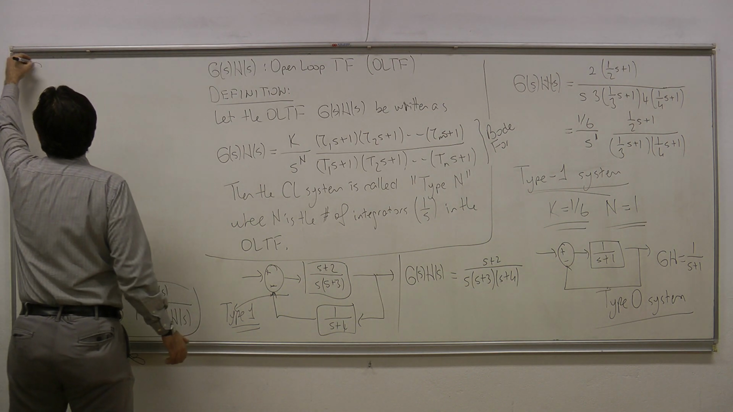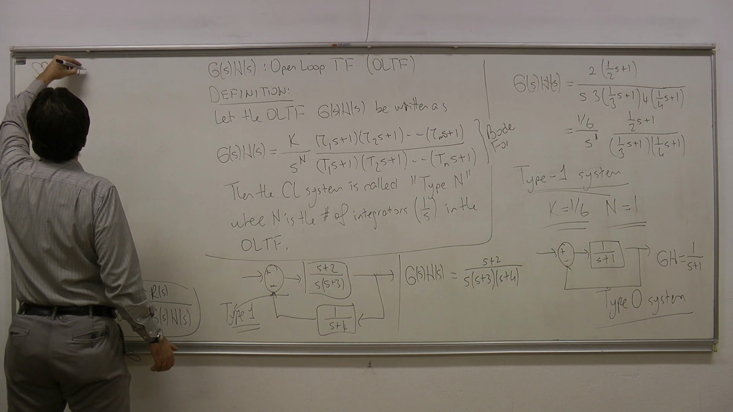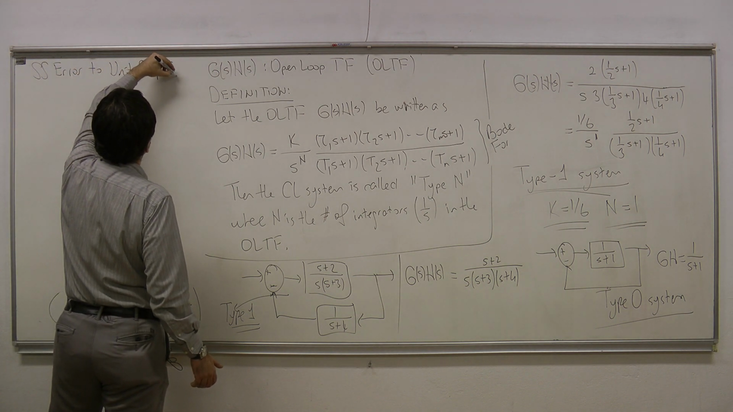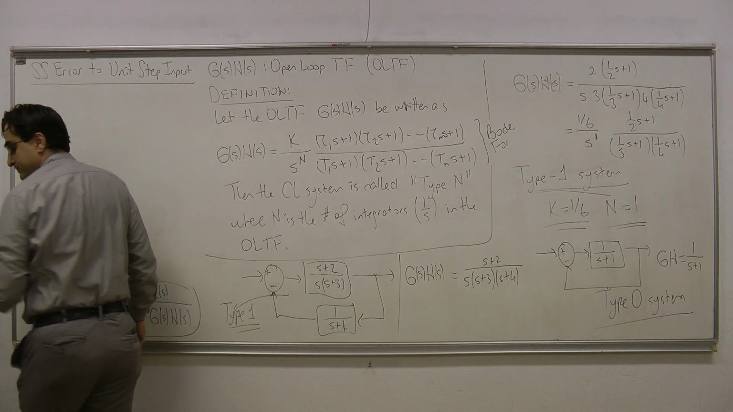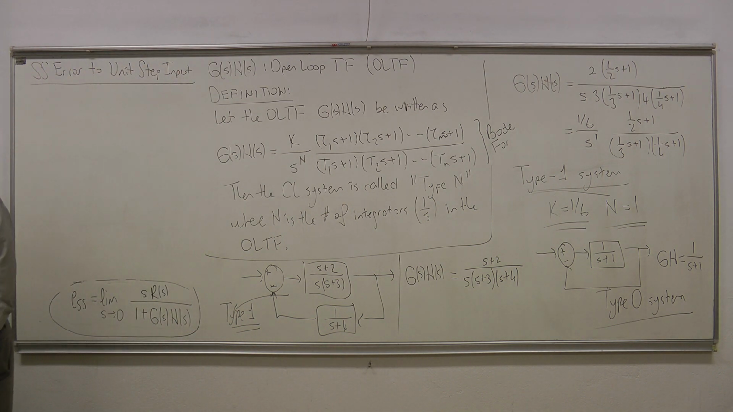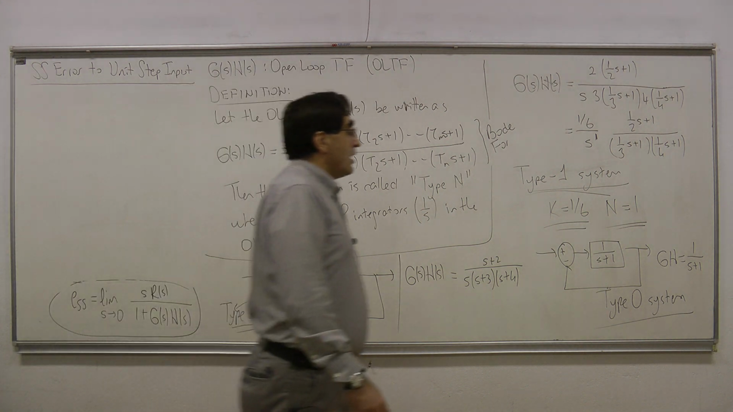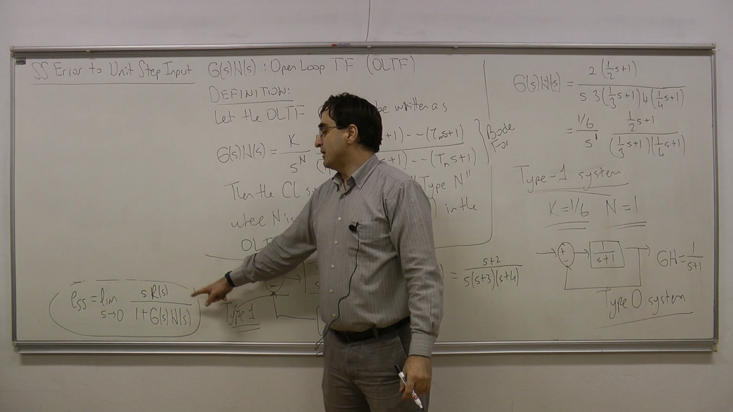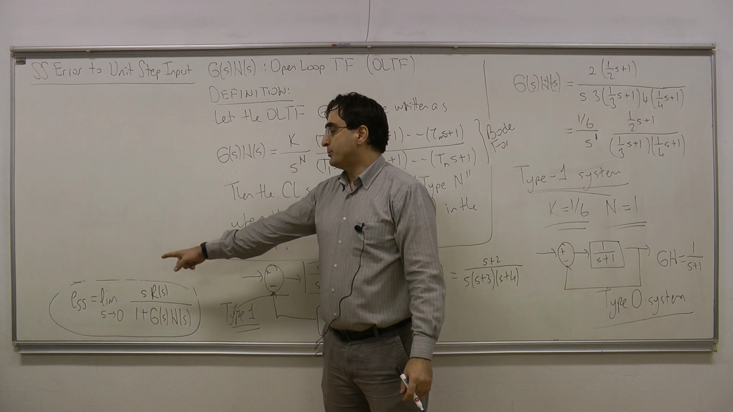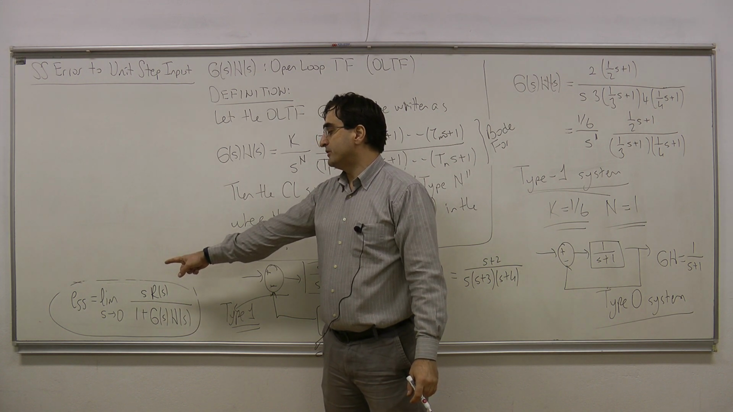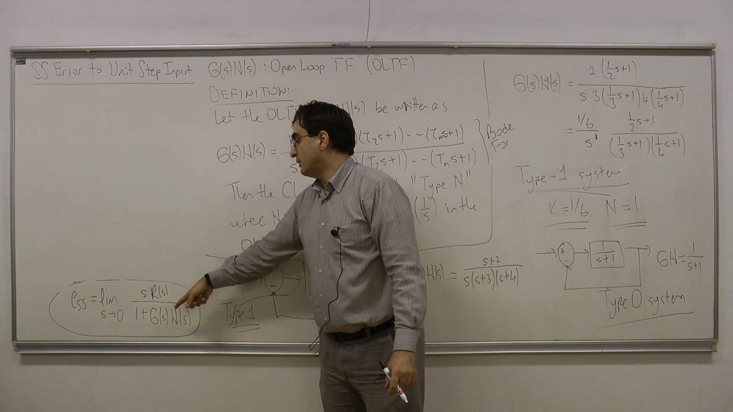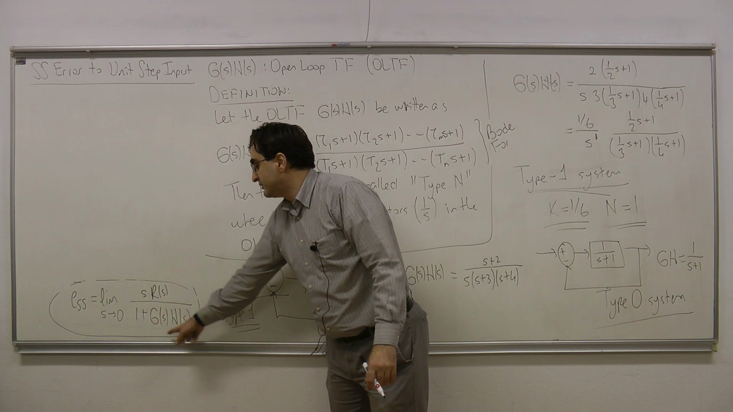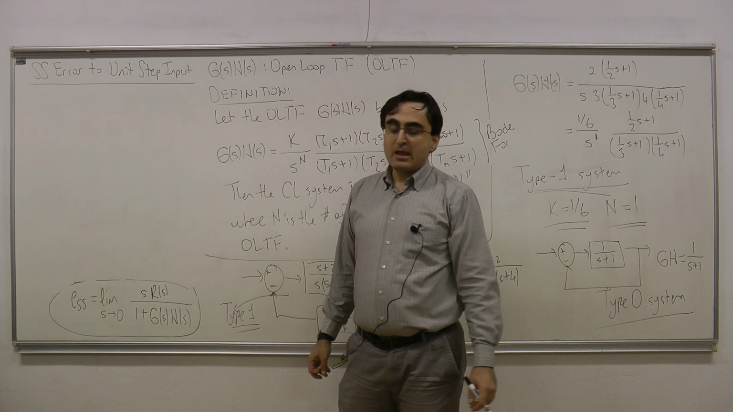Steady-state error to unit step input. Okay? I'm always going to be using the same theory here. This is my theoretical equation expressing the relationship between the steady-state error and the input type and the system parameters here.